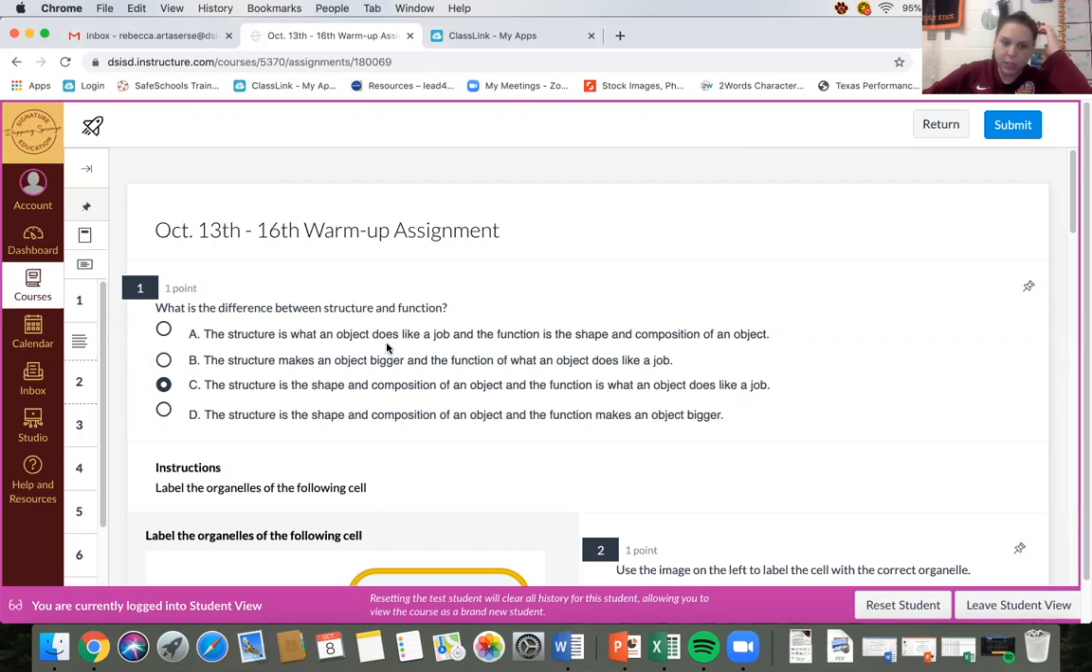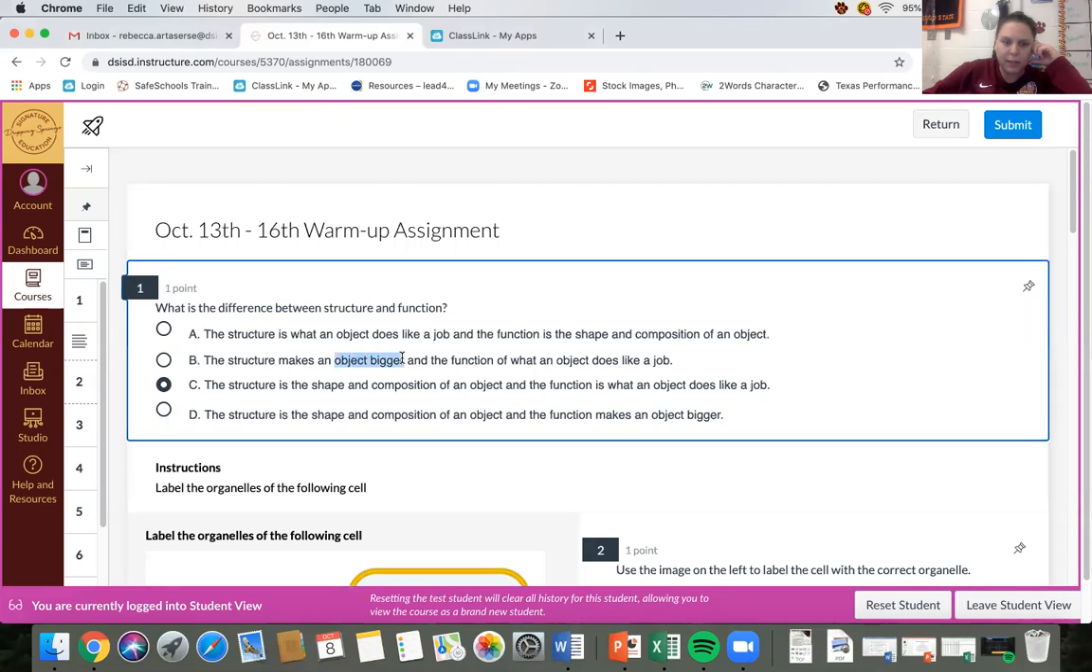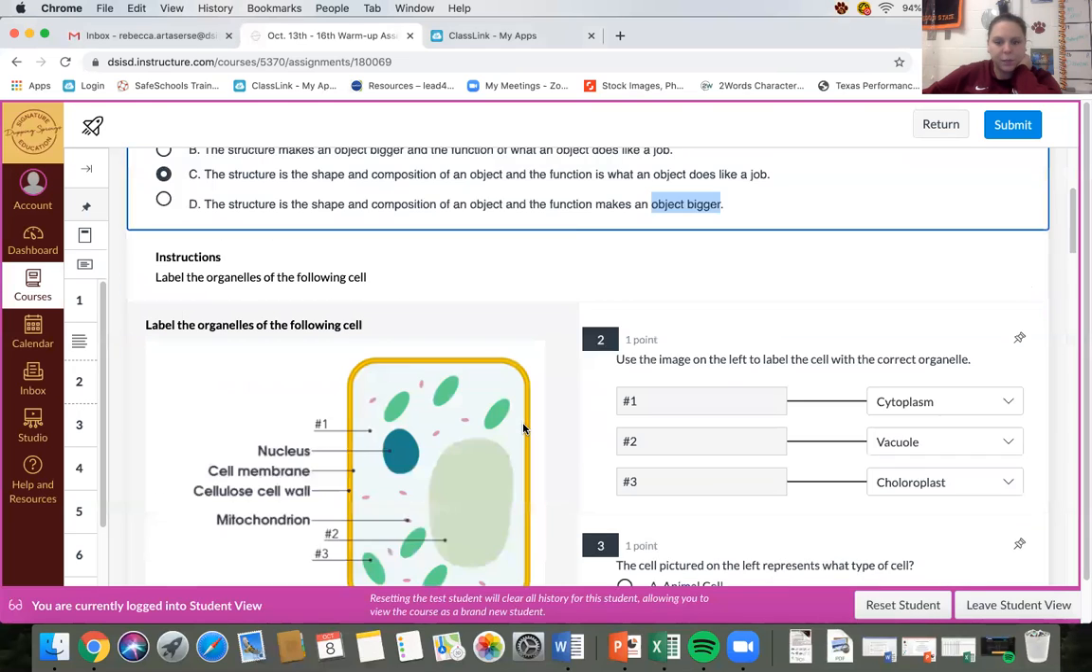The structure is what an object does, like a job, and the function is the shape and composition of an object. Well, actually, I know that it's the opposite. So A is incorrect. B, the structure makes an object bigger. Well, we know that's magnification, so B is incorrect. C, the structure is the shape and composition of an object, and the function is what an object does, like a job. Yeah, exactly. So C looks like it's correct, but let's make sure. D, the structure is the shape and composition of an object, and the function makes an object bigger. Again, making an object bigger is magnification, and so the correct answer is C.